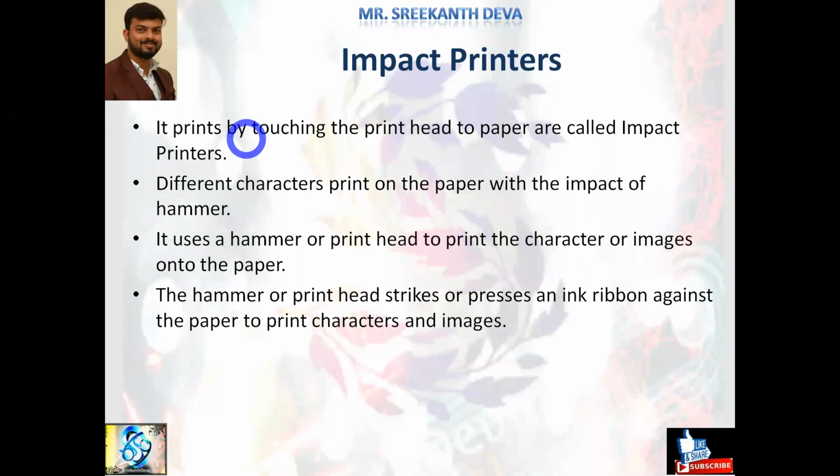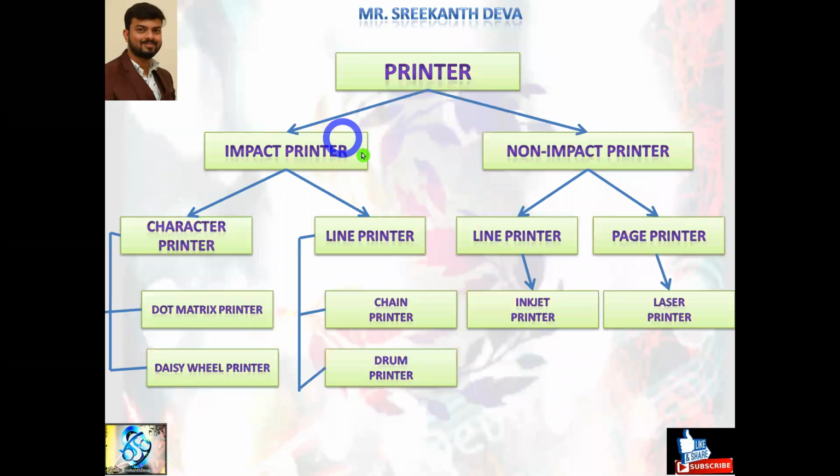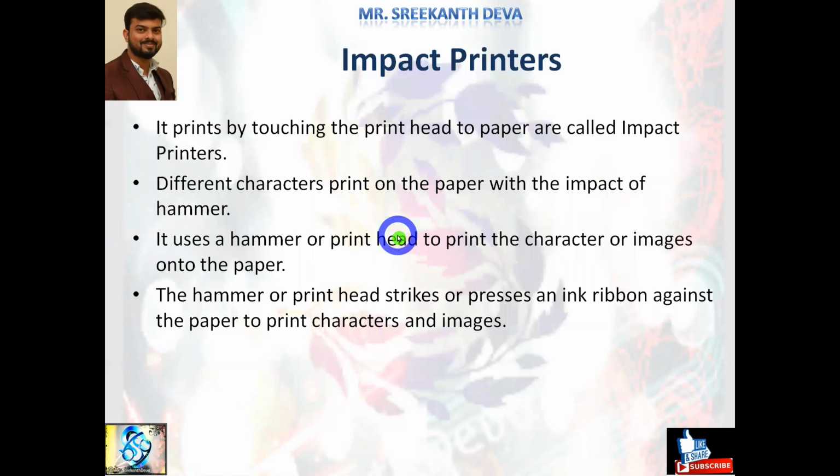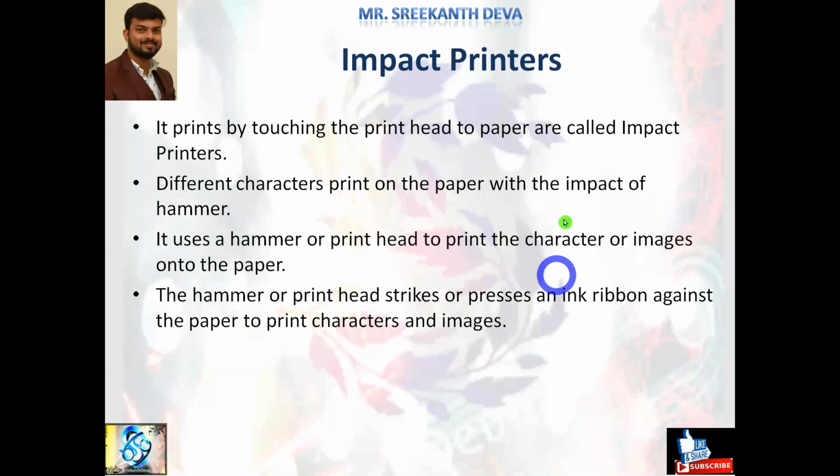The impact printers are further divided into character printers and line printers. Internally, they use a hammer or print head to print the characters or images onto the paper. The hammer or print head strikes or presses an ink ribbon against the paper to print characters and images. These types of printers are called impact printers.